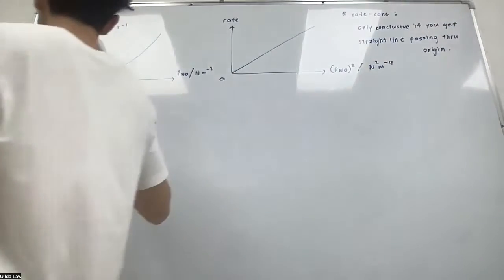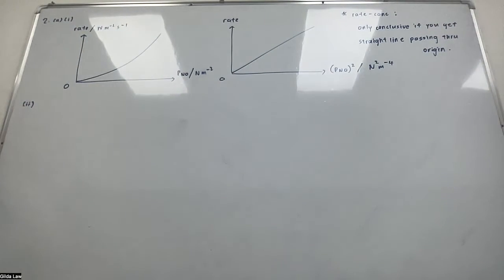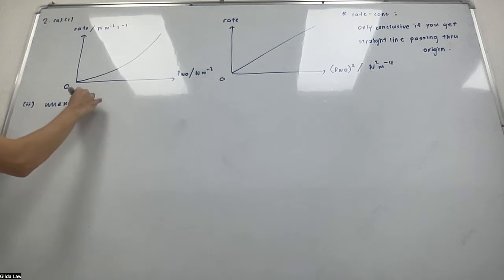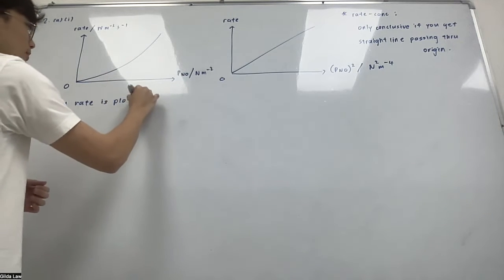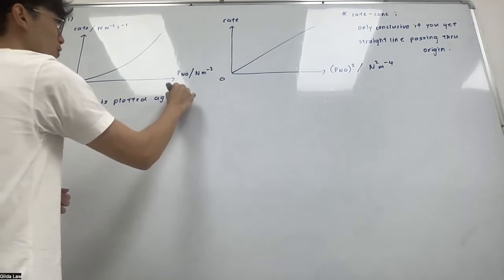Okay, so let's quickly go over our part 2. What will you need to include in your answer? How do you justify the order of reaction? First of all, describe the shape. So you can just tell me, when rate is plotted against PNO squared, you specify which graph you have drawn.